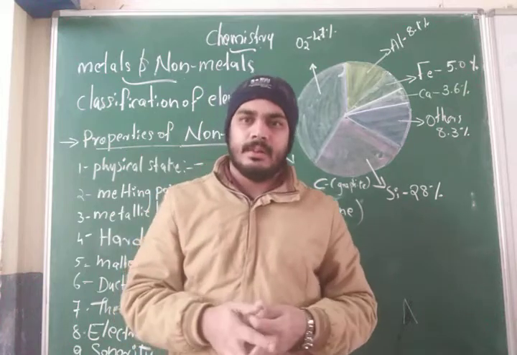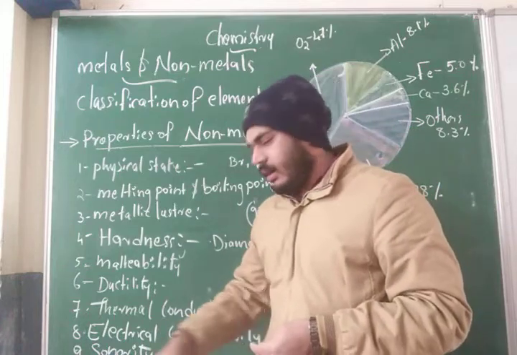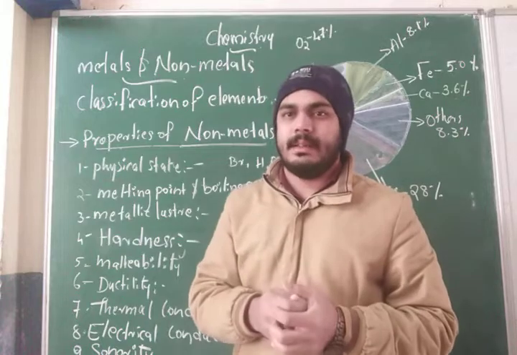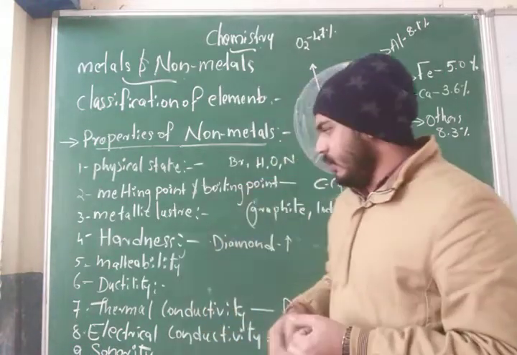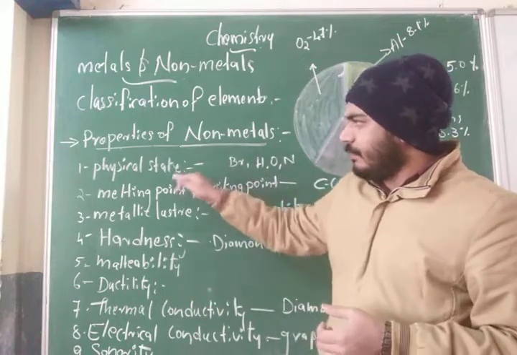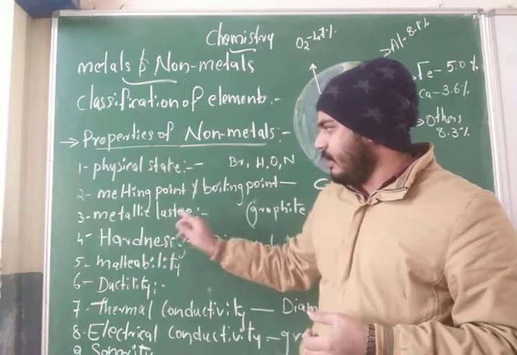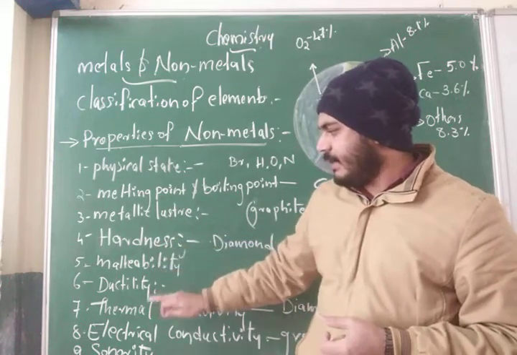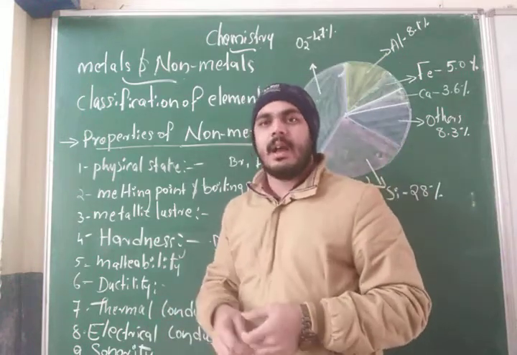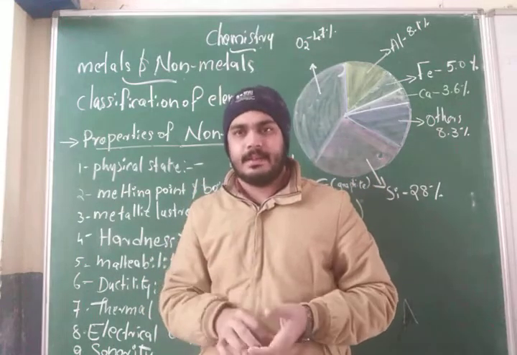Okay. Next one, sonority means these elements, for example non-metals, do not produce the sound. They can't produce the sound. That's why there is no sonority. Okay. Next one, density. It's a very low density. So these are the properties of non-metals. There are 10 properties given here: physical state, melting and boiling point, metallic luster, hardness, malleability, ductility, thermal conductivity, electrical conductivity, and sonority and density. These are the main properties of non-metals.